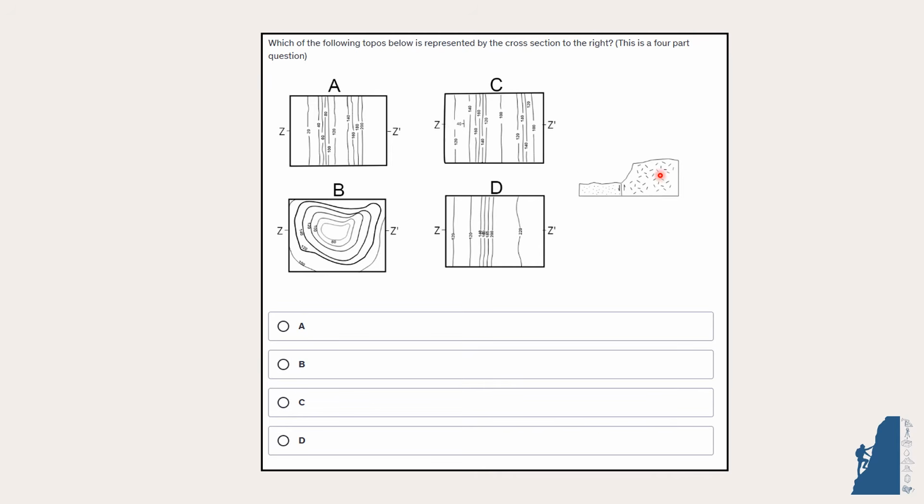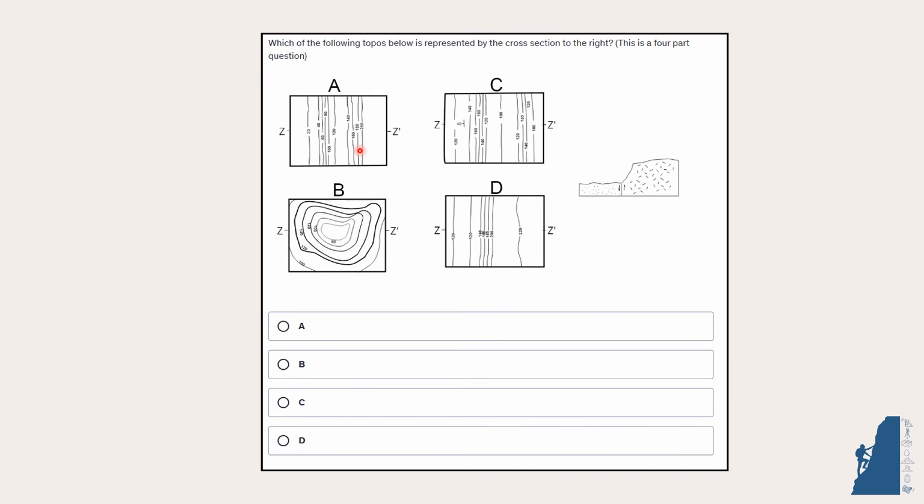The cross-section shows a landscape with a flat area up here at the top, a little steep section, and then another flat area. The pattern suggests a specific type of terrain where elevation changes in a really structured way, and we just need to find that structure reflected in the topos to the left.